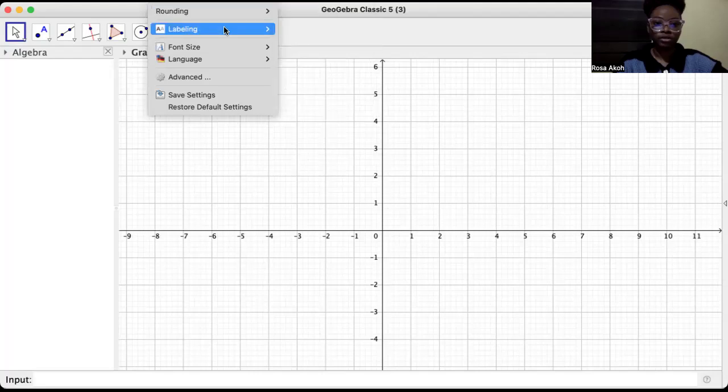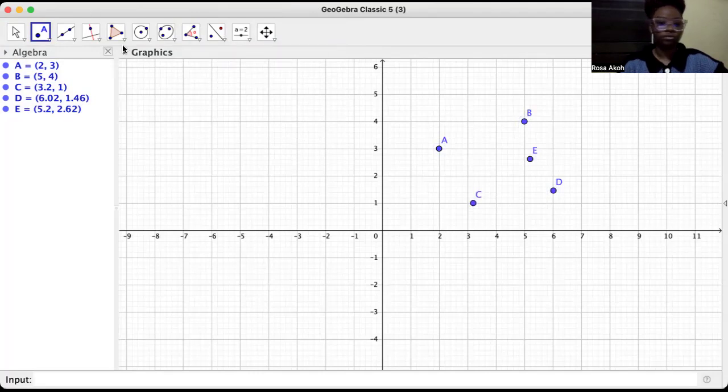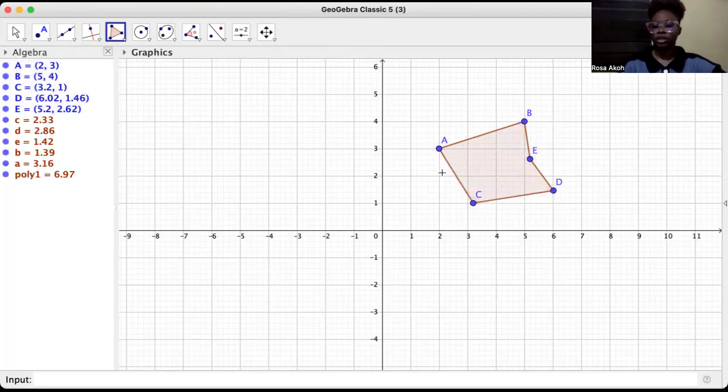So to start, we want to change the labeling to point only. Okay, that's okay. So we're going to create our object with points, and join the points with the polygon tool. Now we have our five-sided figure, that's a pentagon.